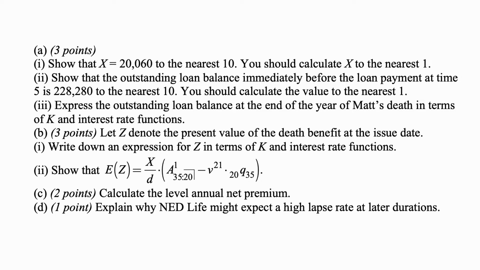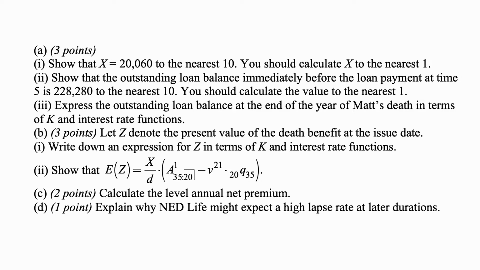Part 2 of A, show that the outstanding loan balance immediately before the loan payment at time 5 is 228,280 to the nearest 10. You should calculate the value to the nearest 1. Part 3 of A, express the outstanding loan balance at the end of the year of Matt's death in terms of K and interest rate functions.